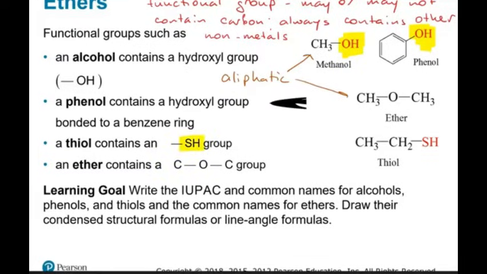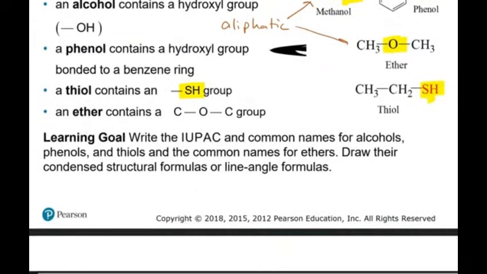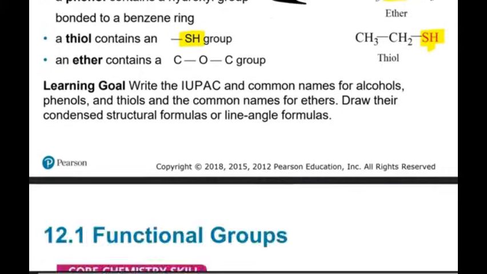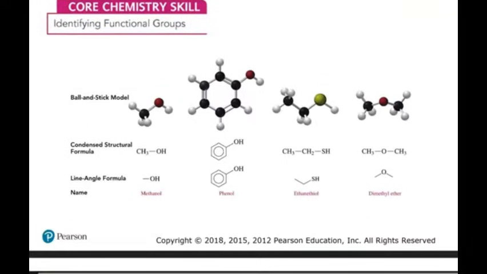Thiols contain SH group right here, and ethers contain oxygen that connects to carbons, okay? So our goal is pretty much learning how these compounds are formed and named. So this is just another illustration of the functional groups. Whenever you see on the ball and stick model something that is not black or white, black being carbon and white being hydrogen, you can be sure that it's some kind of a functional group.